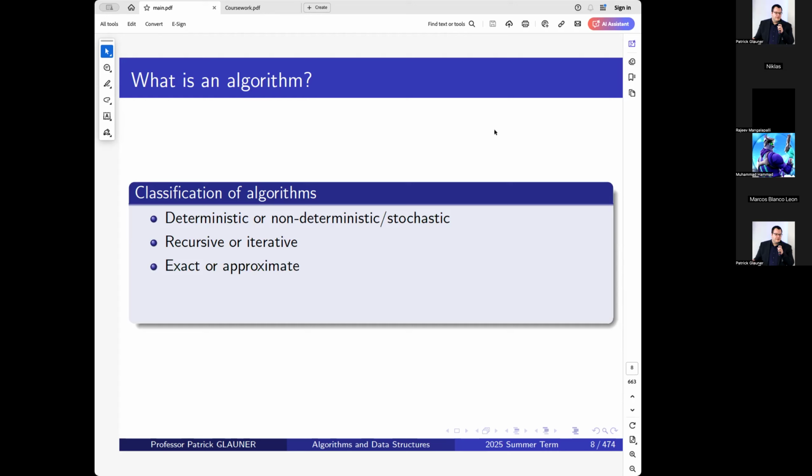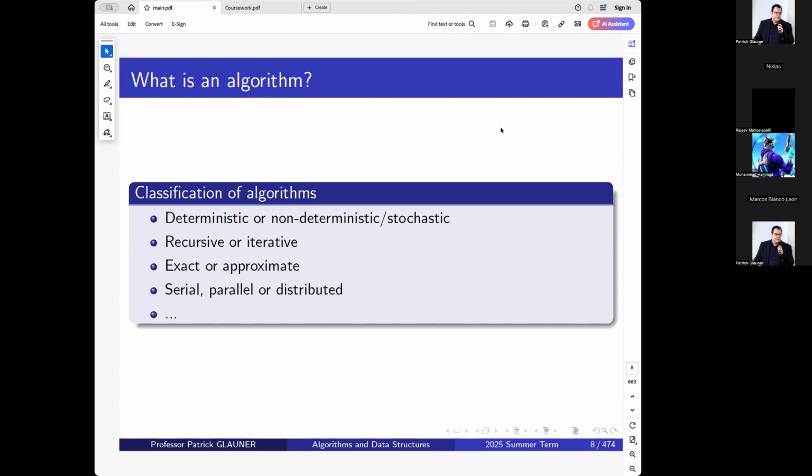Then another distinction is whether the algorithm gives you an exact result or an approximate result. For some problems, they're very easy to solve exactly, like adding two numbers, sorting something. But for certain problems, you need approximate algorithms because some problems are just very, very tricky to be solved in an exact way. And maybe very quickly, we can approximate the result.